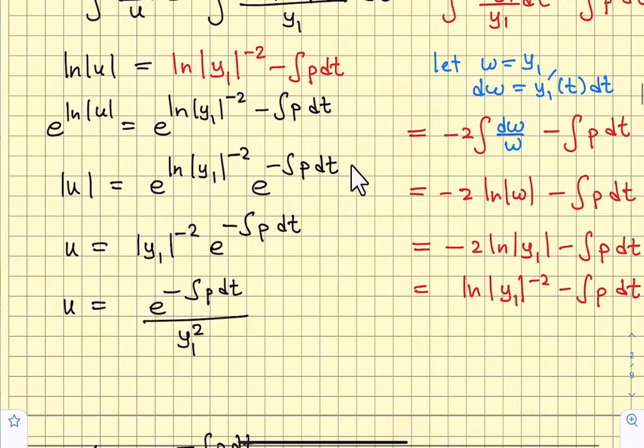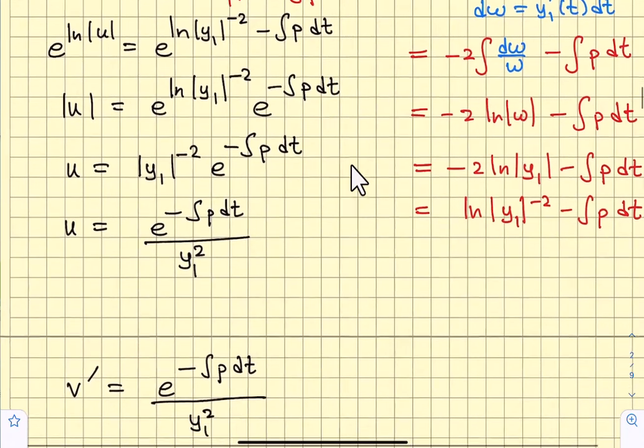And now if we just rewrite this, this is the absolute value of y1 to the minus 2, which is the same as y1 squared in the denominator. And notice we have solved our equation for u. p is a known function and y1 is a known function, so now we have our hands on u.